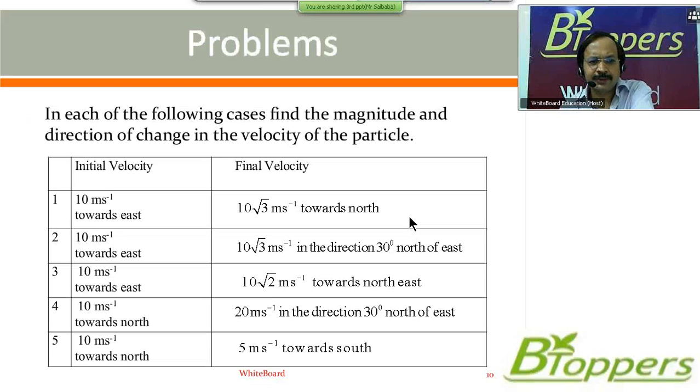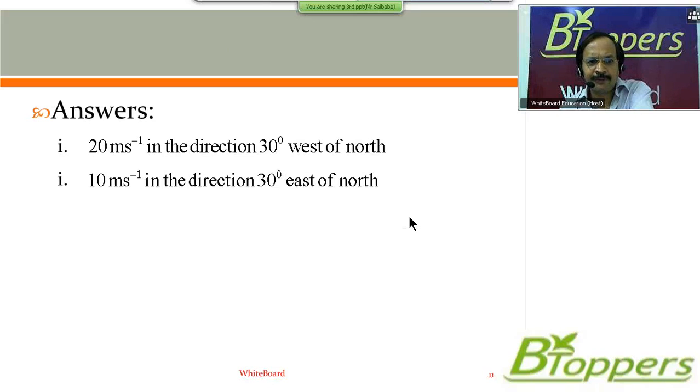Then second question, the initial velocity 10 meters per second towards east, and final velocity 10 root 3 meters per second in the direction 30 degrees north of east. For this question, you get the answer as 10 meters per second in the direction 30 degrees east of north. You may copy this answer if you want.